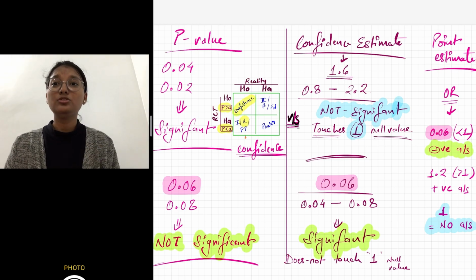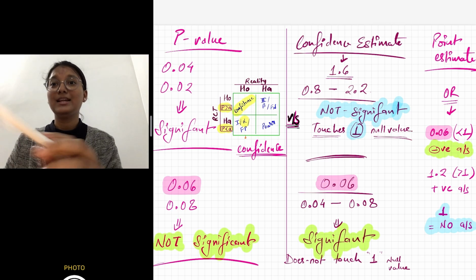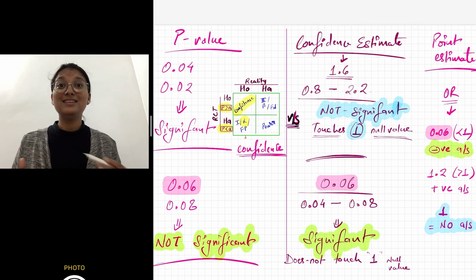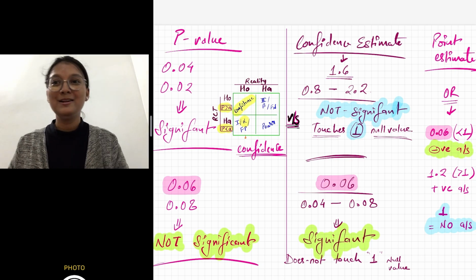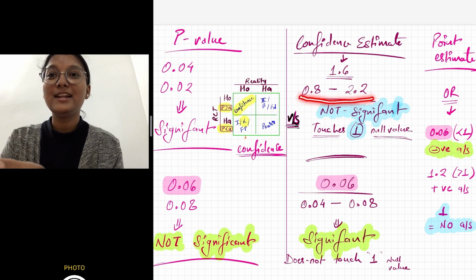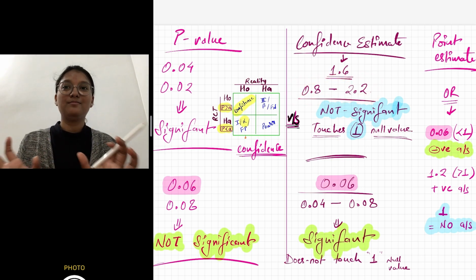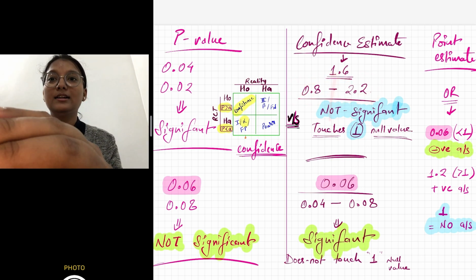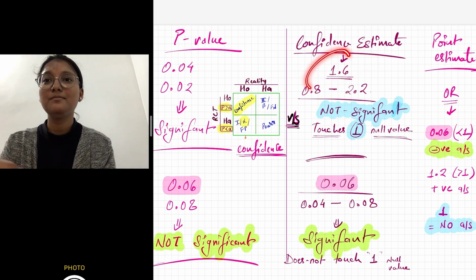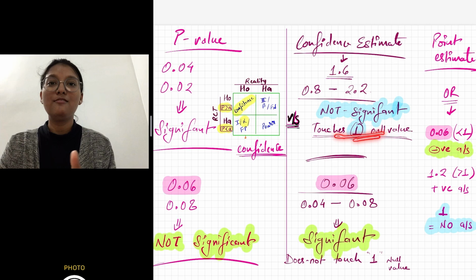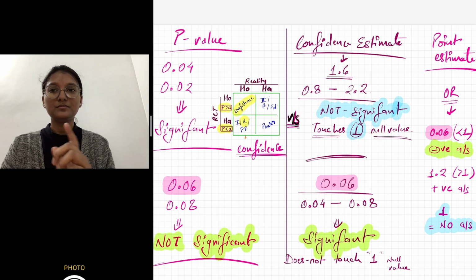But this 0.06 is a single term. When we use them as a range, it becomes a confidence estimate. It is completely different from these two confidences which we have read. So 0.08 to 2.2, this is a range of odds ratio. When we take the midpoint, it is touching 1, which is the null value, so it is not significant.